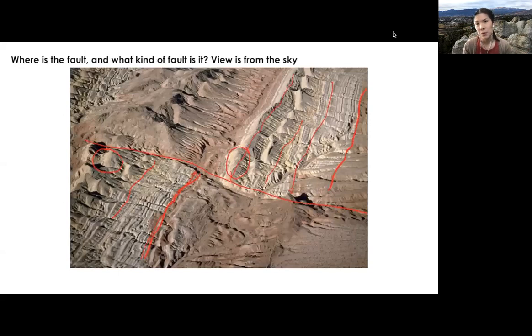This tells us also what the motion of the fault is. So we're seeing some lateral offset. Things are moving side to side, right? And which way are they moving? Well, if we were on this side and we're standing at the boundary between the white and the red layers, we would have to look to our right to find that same boundary on the other side of the fault. So this is a right lateral fault, a right lateral strike slip fault to be complete.